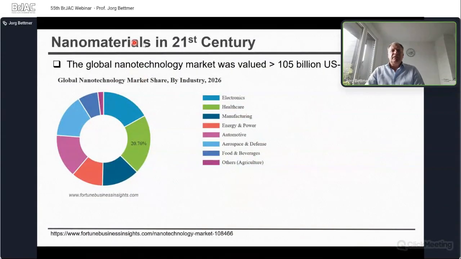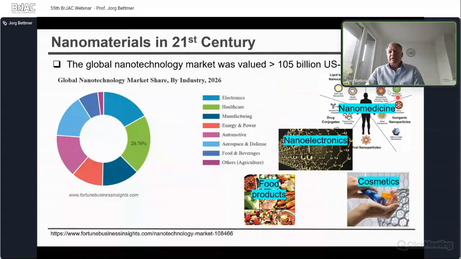So this century is also called the nanotechnology century. The value expected, for example, for 2026 is even higher, but in 2025 it was more than 105 billion US dollars. So you can imagine that there's a strong interest in many fields using these nanomaterials. And one of the biggest ones is, for example, healthcare. So we are in touch with nanomaterials that are used for diagnosis or even for treatment.